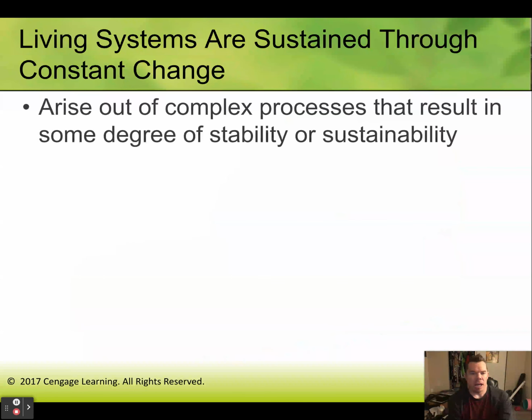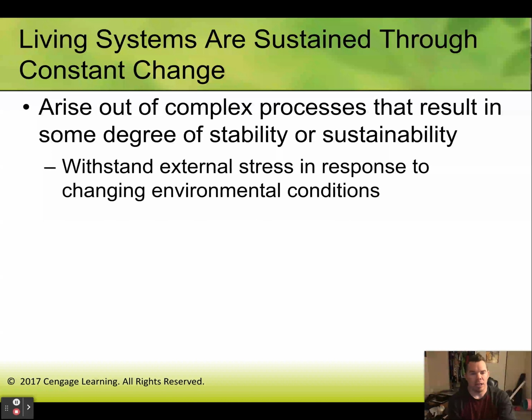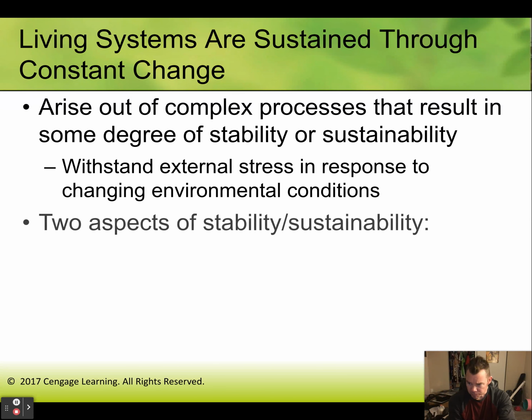All right, where are we at? Living systems arise out of complex processes. This is number 11. They arise out of complex processes that result in some degree of stability or sustainability. So basically, new relationships were forming that help the system stabilize itself. It withstands external stress in response to changing environmental conditions. That's 11A. Number 12, two aspects of stability and sustainability.